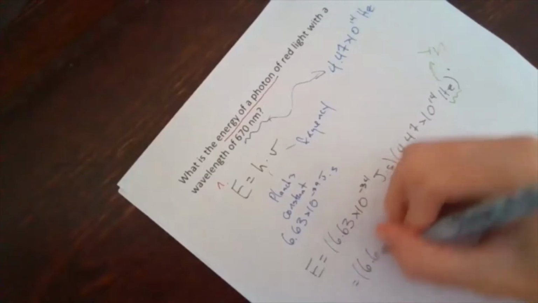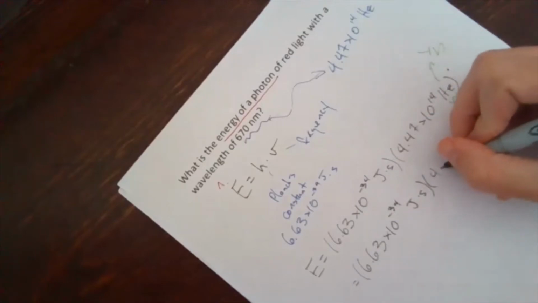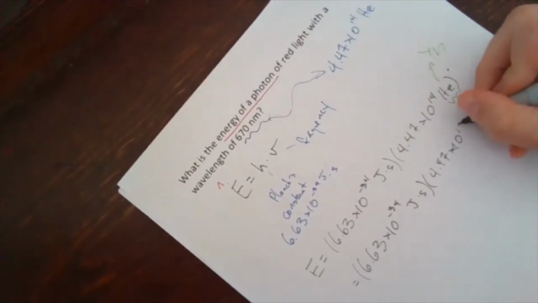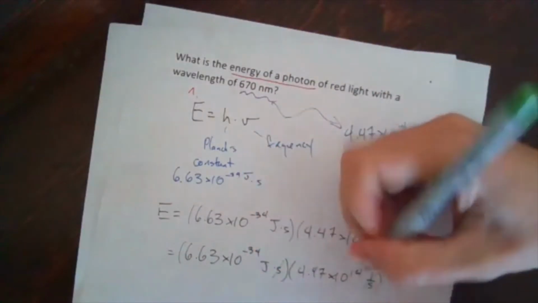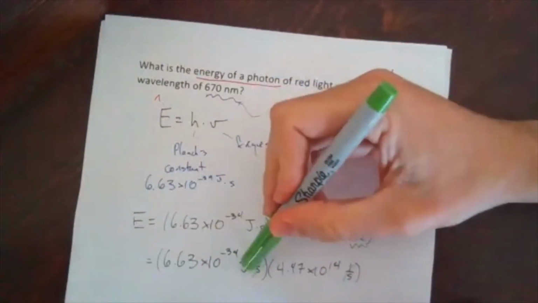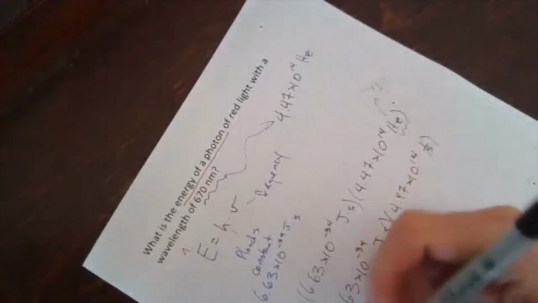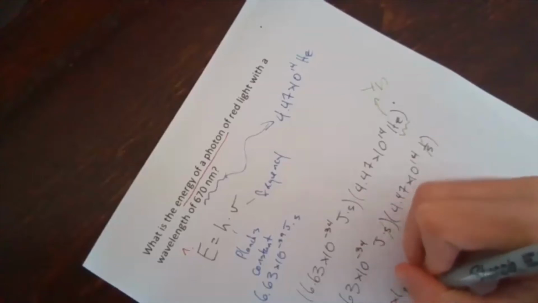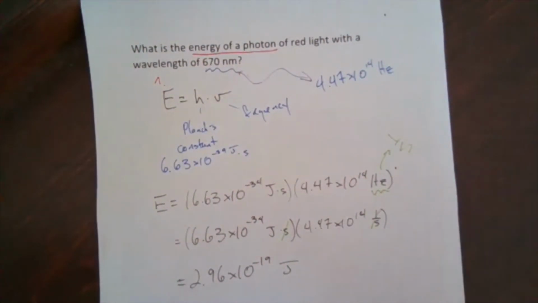So if we have instead 6.63 times 10 to the negative 34 joule seconds times 4.47 times 10 to the 14th 1/seconds. And the reason was now I have seconds times 1/seconds. Boom, boom. Those cancel out. And we can see that what we're going to be left with is just going to be joules, which is good because that's an energy unit. Okay. And so I do the arithmetic. I get 2.96 times 10 to the negative 19. And joules is all I'm left with, which is an energy unit, which is good because that's what we wanted.